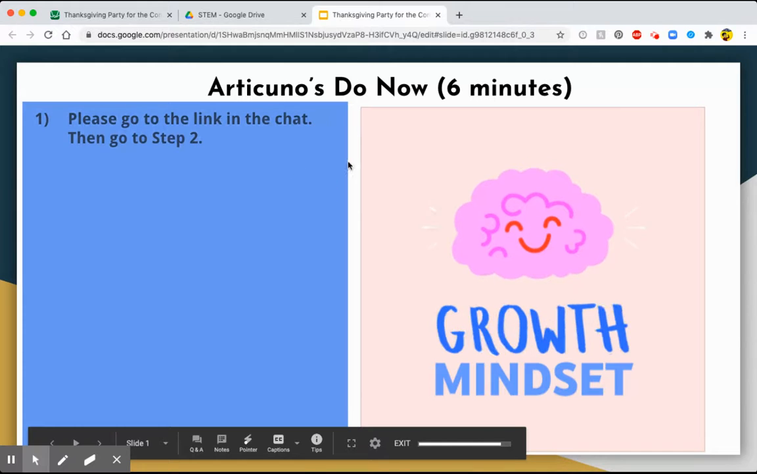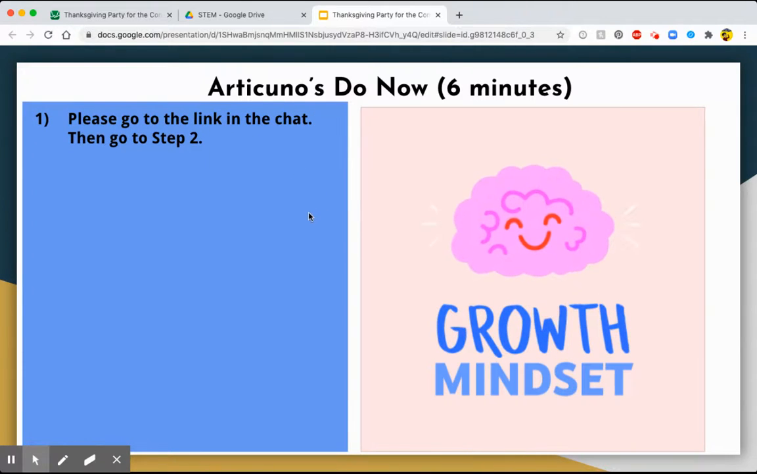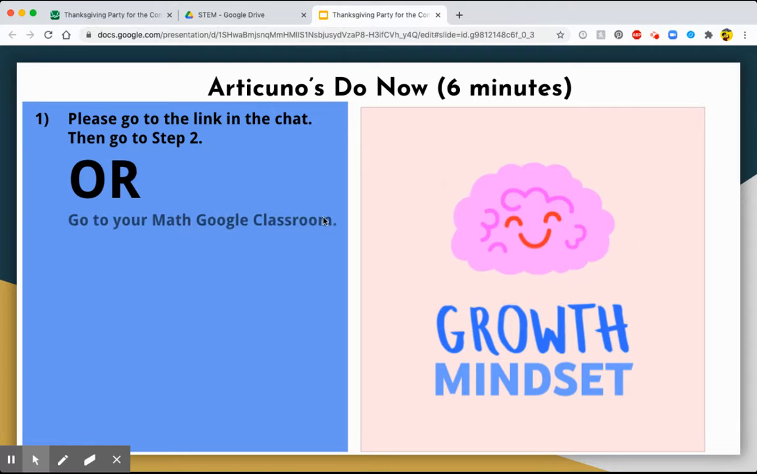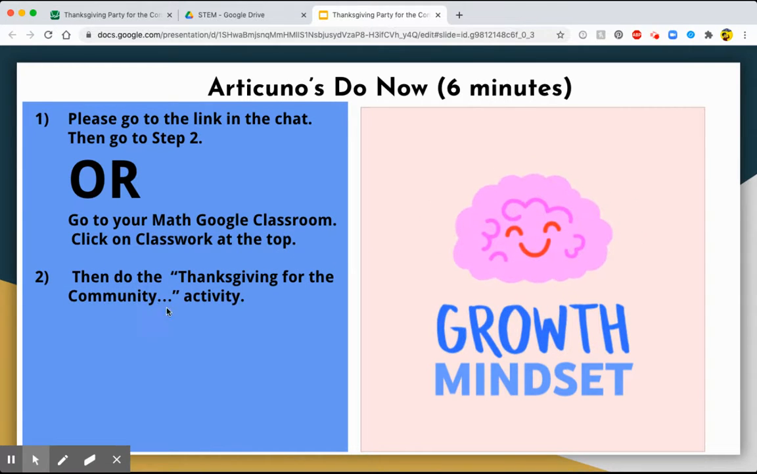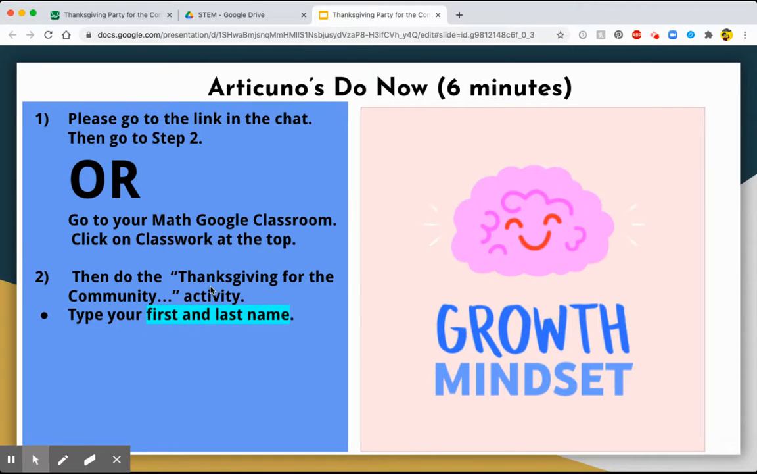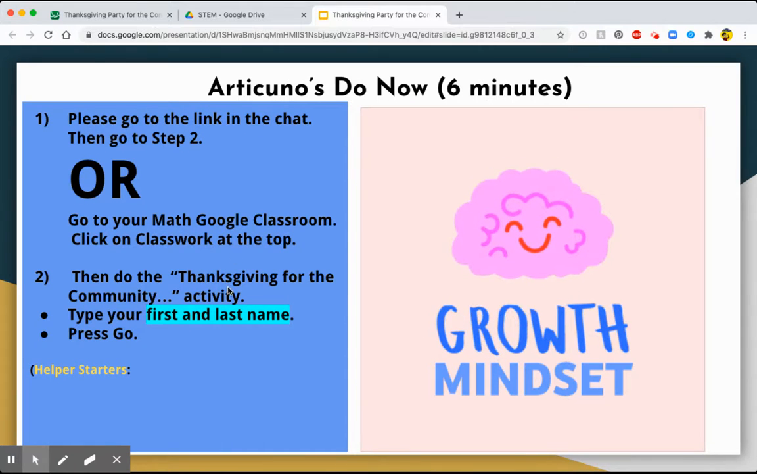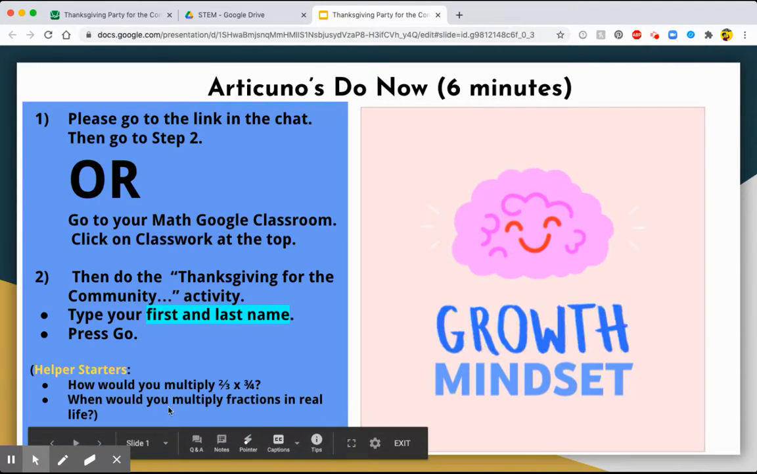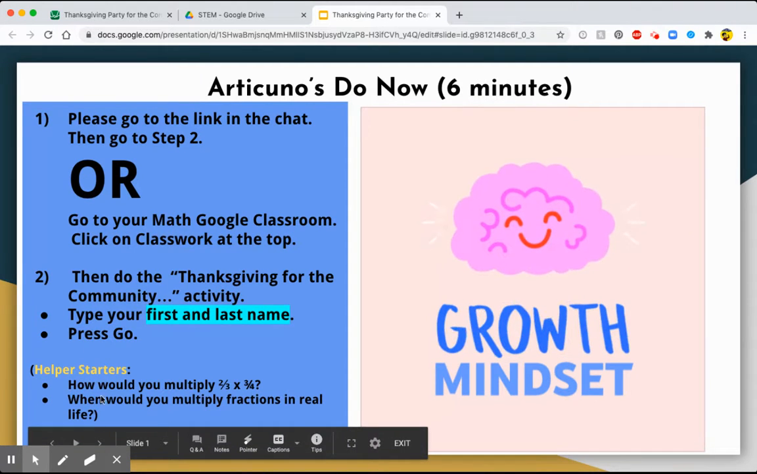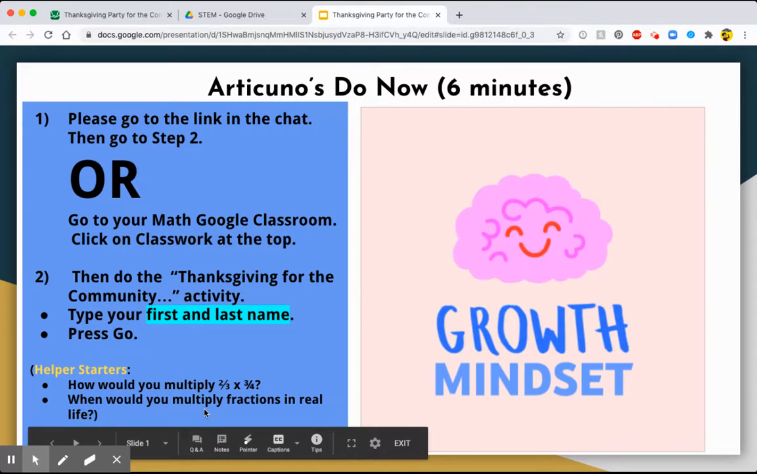All right. So today there was a link in chat, and we worked on number 1. Or otherwise, you can go to the Thanksgiving for the Community activity that's in Google Classroom. You can follow these instructions to get to that activity. The activity was our Zoom activity, but it's also your homework. At the bottom are some awesome starter sentences, helper starters that you could use to help you with number 1.